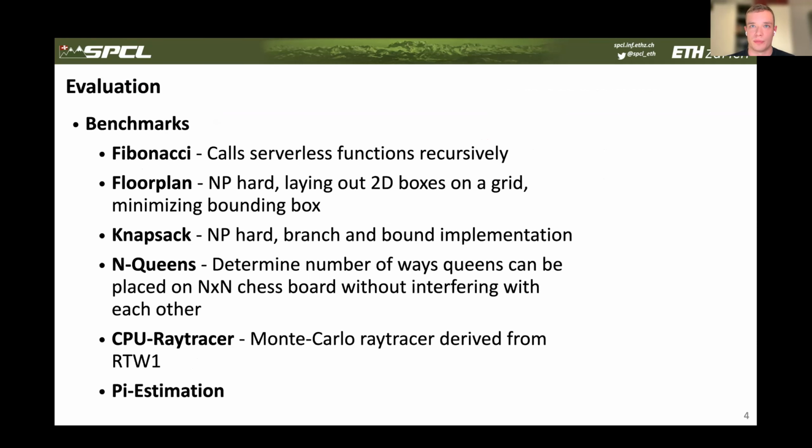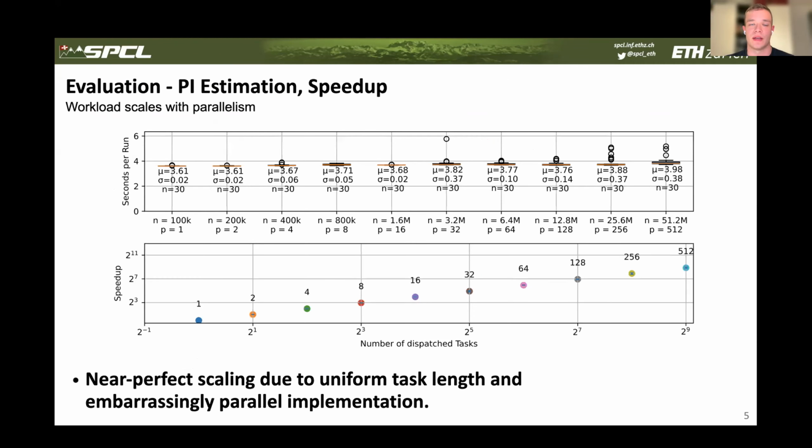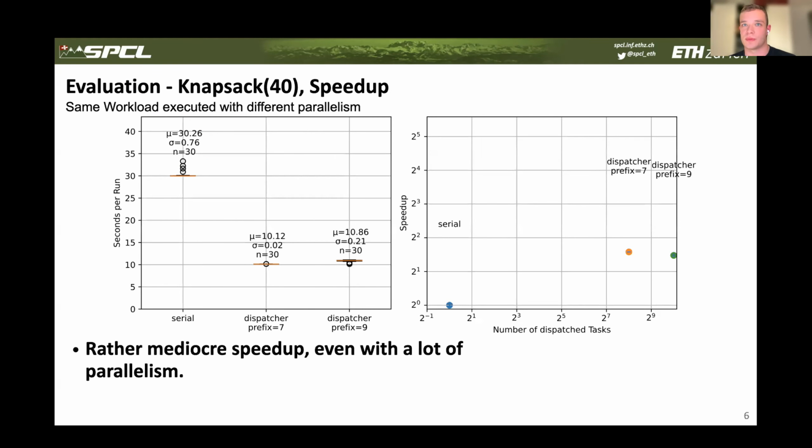We evaluated the performance of the framework using 6 different benchmarks and 2 microbenchmarks, and we'll go over some results really quickly. In the PI estimation benchmark that we have seen a couple seconds ago, we achieve near perfect scaling due to uniform task length and an embarrassingly parallel implementation. Other benchmarks, such as Knapsack, don't scale quite as well.